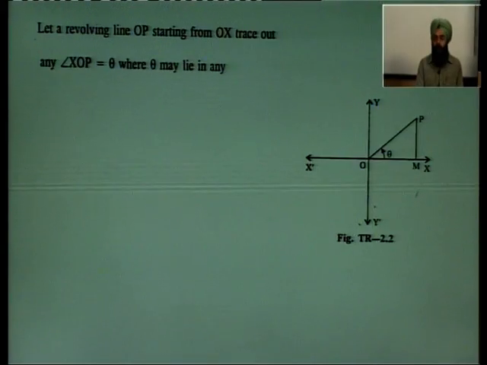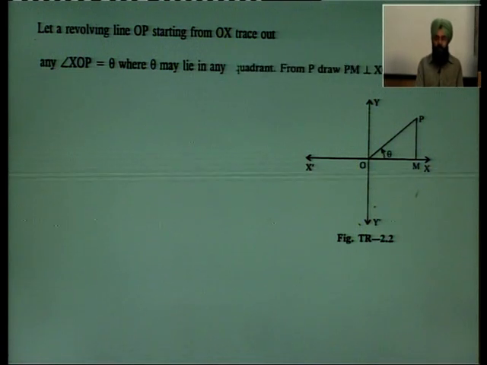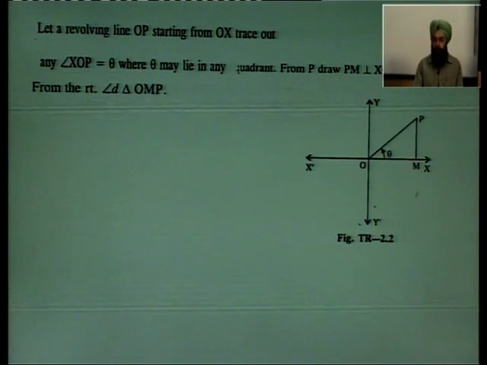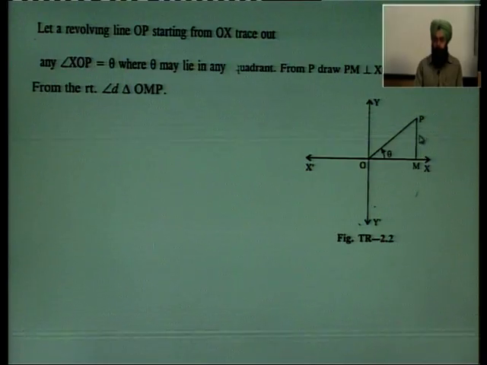So, for this we can take this figure. OP is the revolving line. It starts from OX and traces an angle XOP equal to theta, where theta may lie in any quadrant. From this point P, we can draw perpendicular PM on this line XOX dash. This is XOX dash. So, OMP is the right angle triangle.